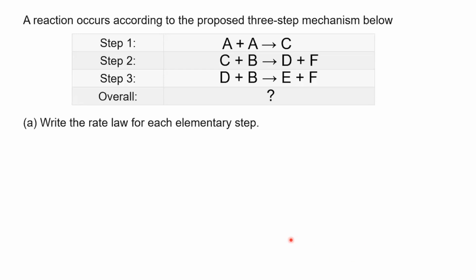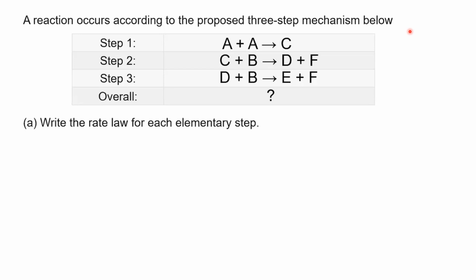Okay, so let's take a look at an example here. A reaction occurs according to the proposed 3-step mechanism below. So you can see those 3 steps right here. We're not going to worry about fast and slow for now. And it doesn't give us the overall. Write the rate law for each elementary step. So just treat each one like its own reaction, and since the elementary steps are by definition single steps, we should be able to get the rate laws from the coefficients. So go ahead and pause and see if you can come up with those 3 rate laws.